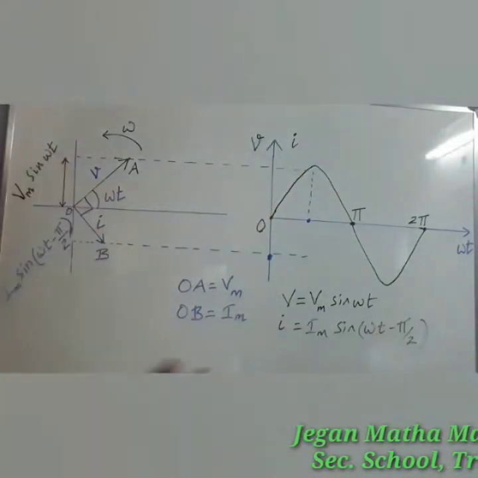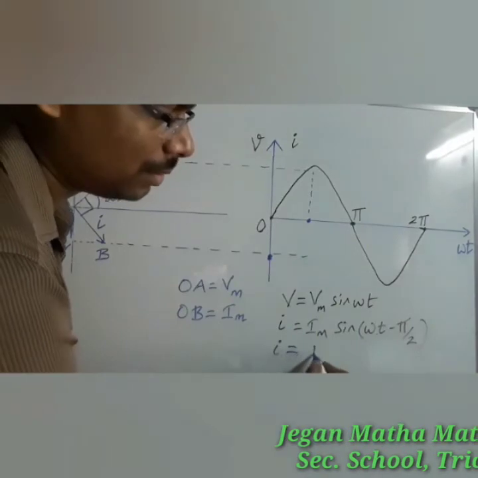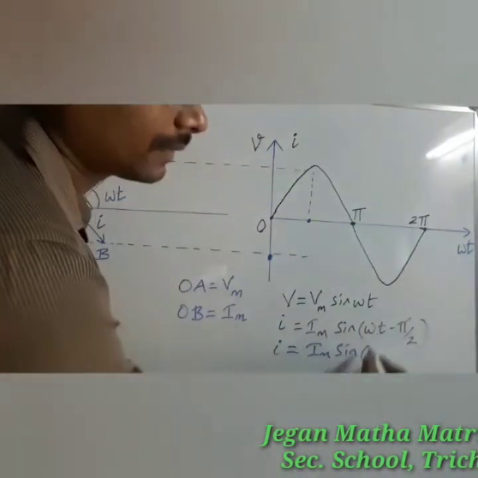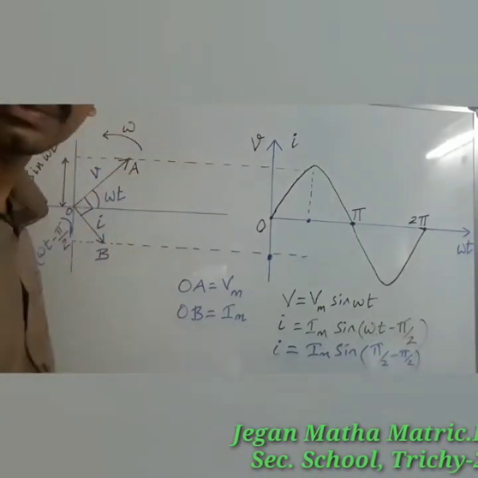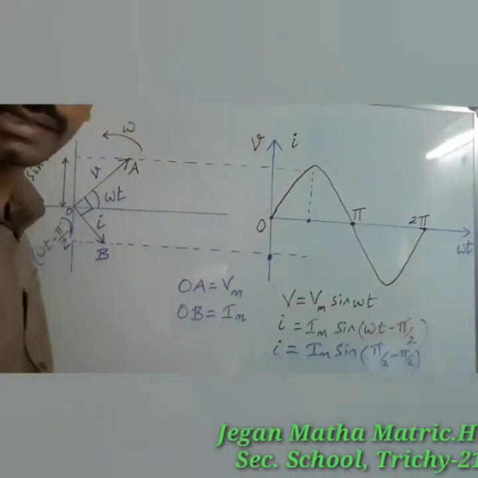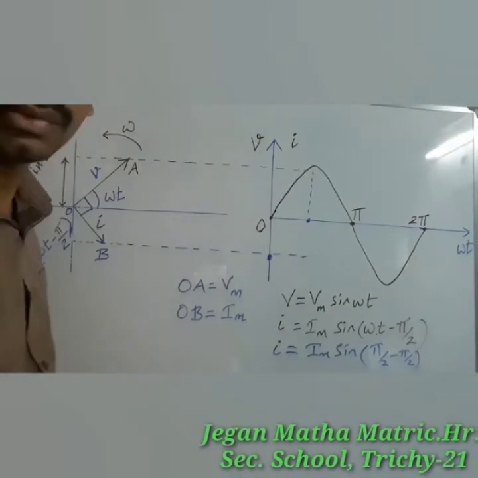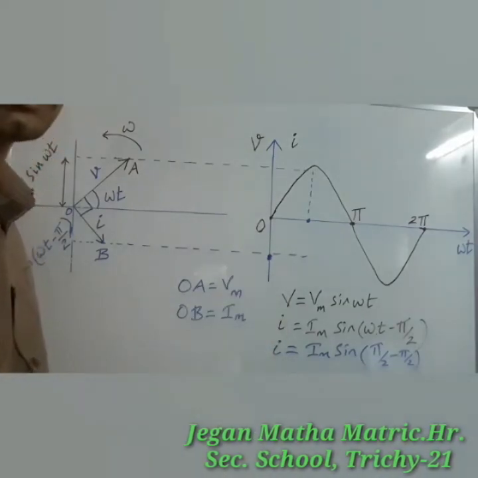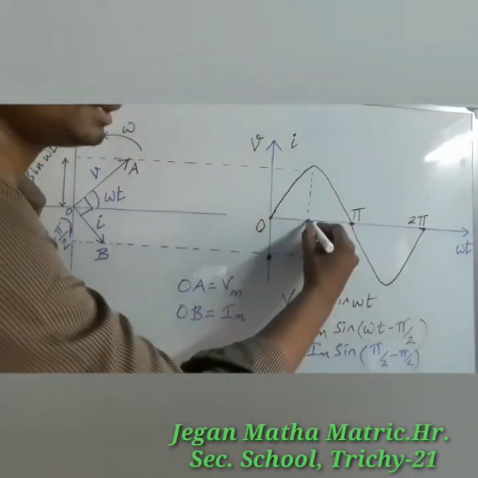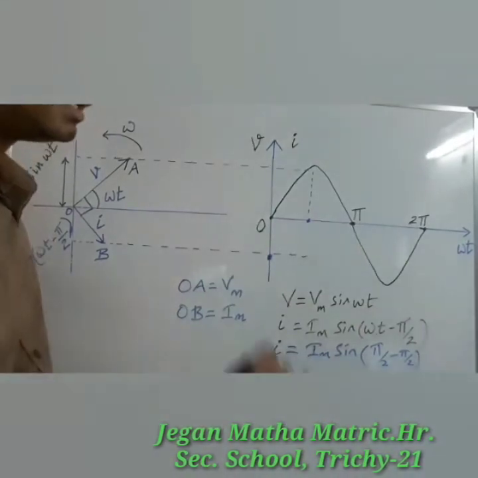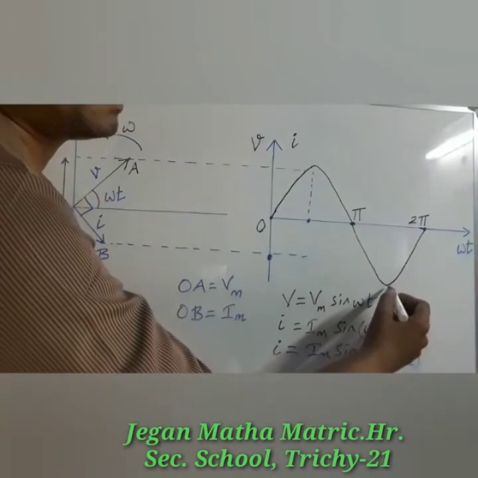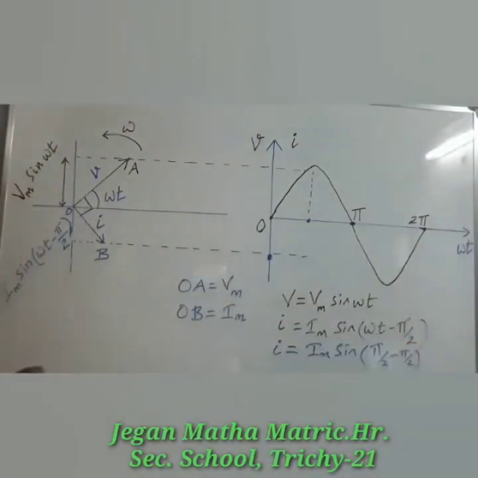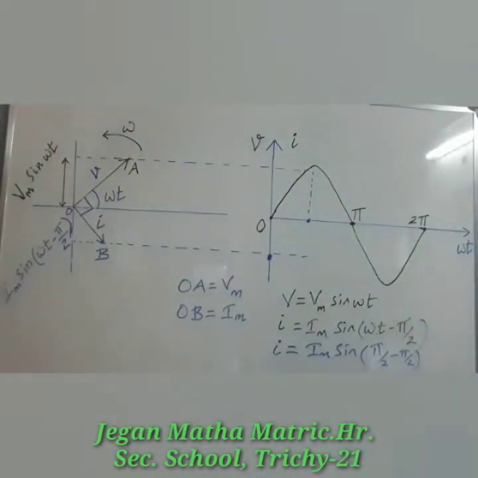For the instantaneous current value, you have to apply the value. I is equal to Im sin, instead of omega t, pi by 2 minus pi by 2. So what is the value? 0. Sin 0 is entirely 0. The instantaneous I value at the angle pi by 2 is nothing but 0. Where can you plot the point? Here you can plot the point. Likewise, we can find for the other three angles, pi, 3 pi by 2 and 2 pi. You can get the curve like this.